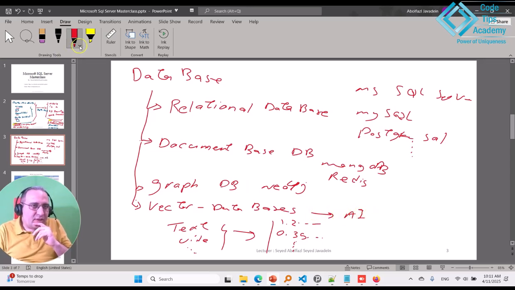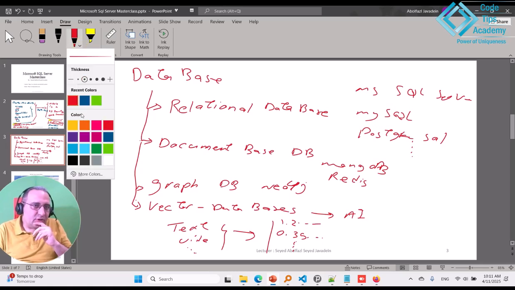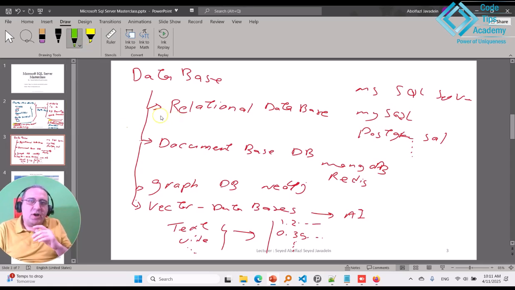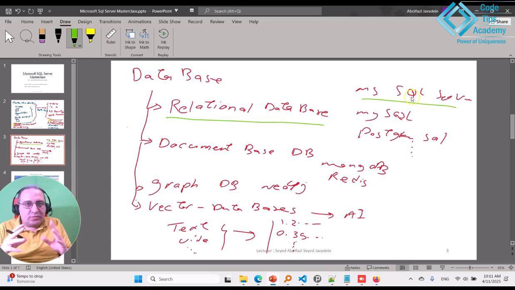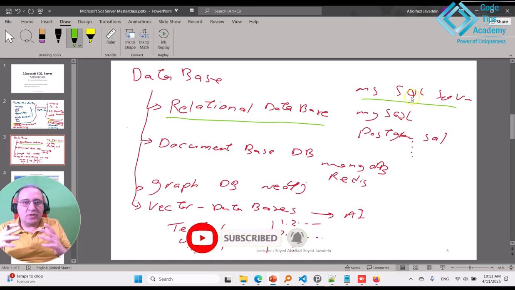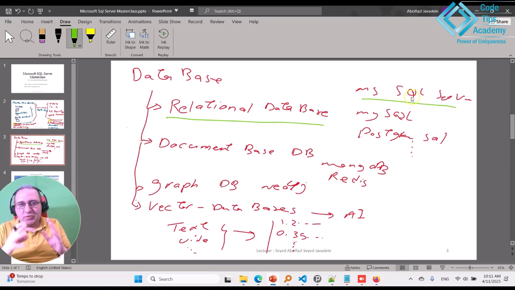But if you search in the job market, the biggest market positions are for relational databases, and among them, the biggest job market is for Microsoft SQL Server. If you go to LinkedIn or any other site and search for any job in database systems, the biggest job market is for relational databases, and the biggest among relational databases is for Microsoft SQL Server, which is created by Microsoft.